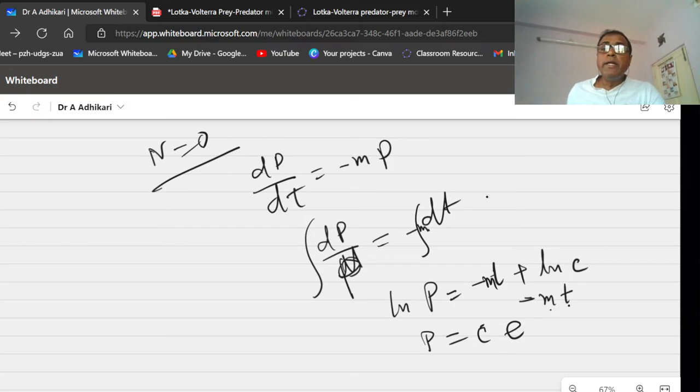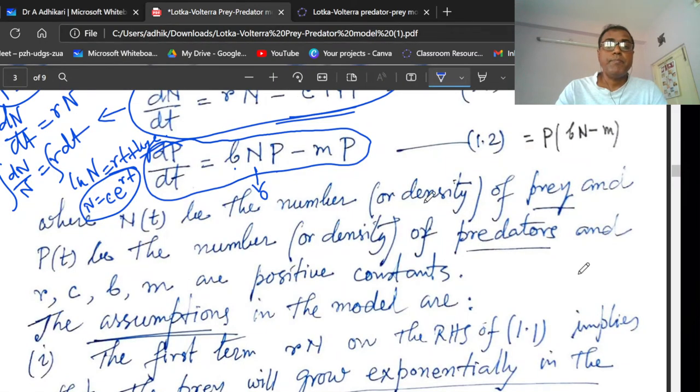When t tends to infinity, e to the power minus infinity tends to 0. So the predator tends to 0. When prey is absent, the predator decays exponentially.